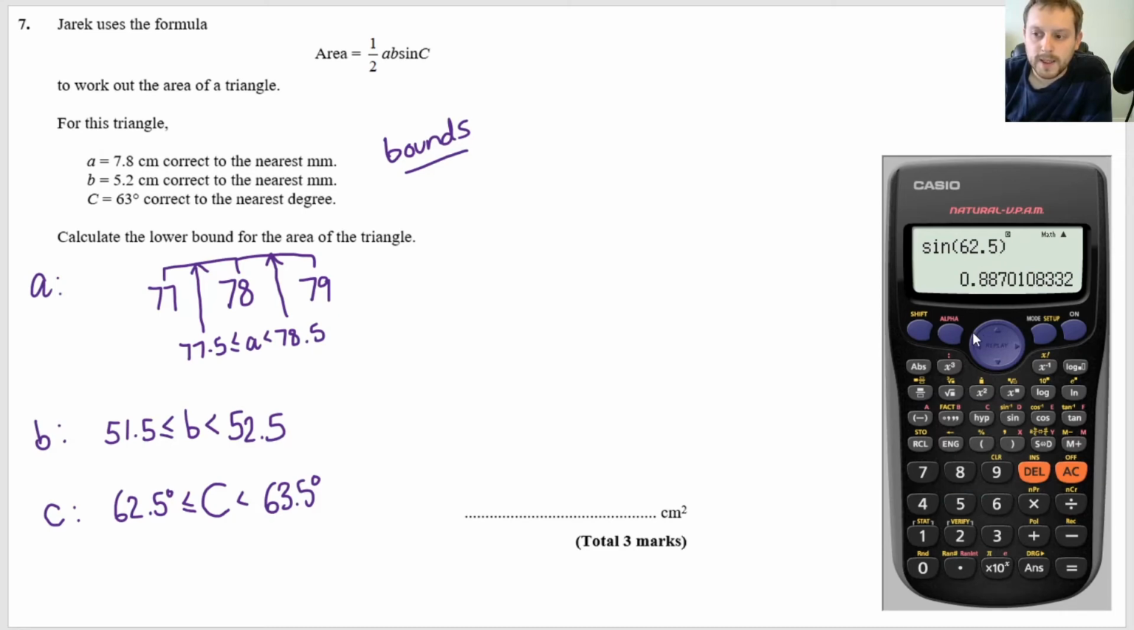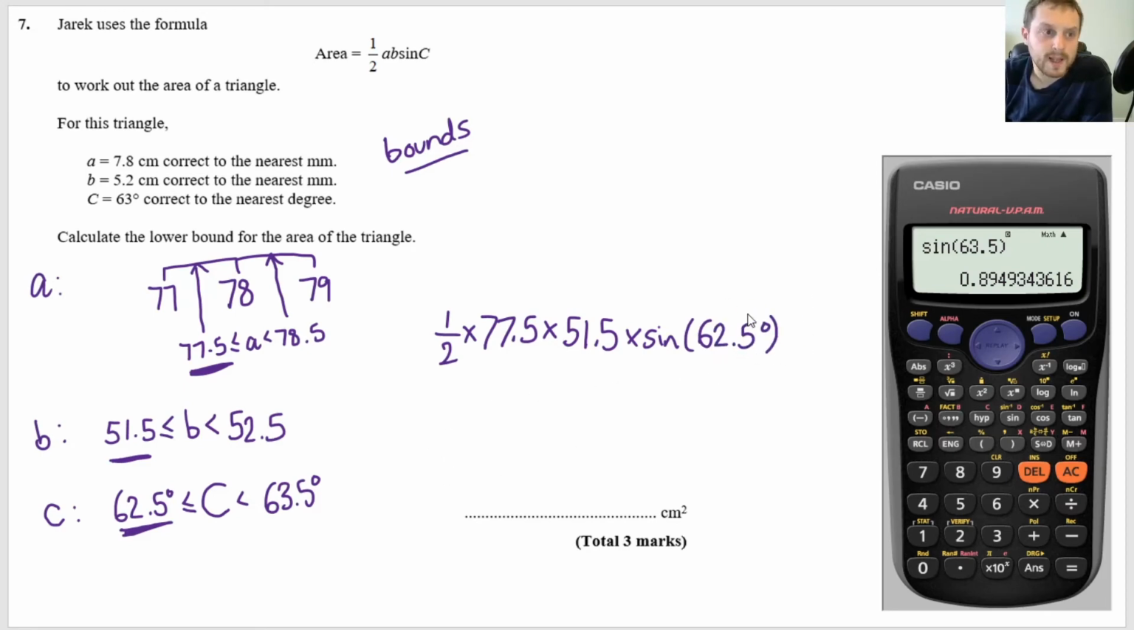So that's 0.887. If I try sine of 63.5, it's actually bigger. So I do want to use the smallest possible angle. I want to use the smallest possible B, and I want to use the smallest possible A. So in my formula, I'm going to do a half times 77.5 times 51.5. So that's a half AB, and then times sine of, and remember we just showed I want to use the smaller angle, so 62.5.